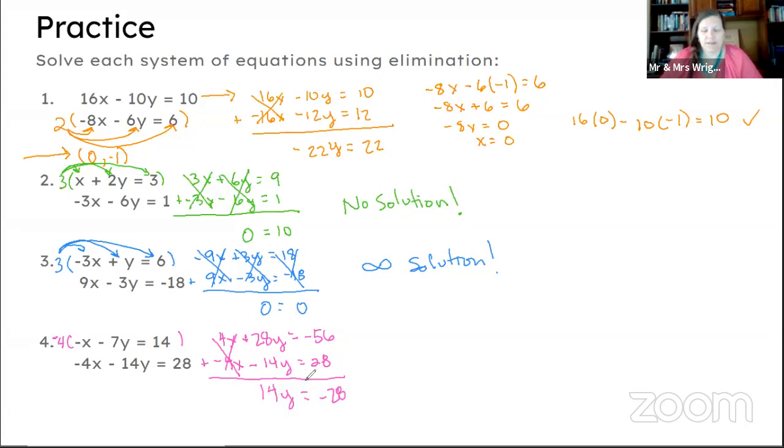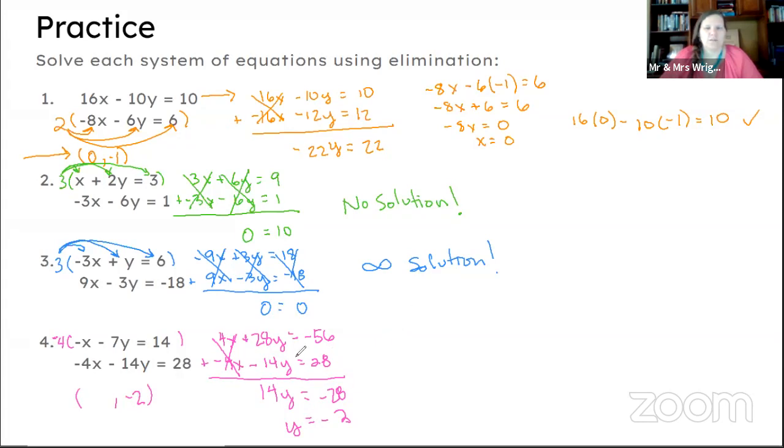y is not yet by itself. So I have to take that negative 28 and divide by the positive 14. And my y is going to equal negative 2. So let's get my ordered pair ready. I know that this is going to be negative 2 because it was a y here.